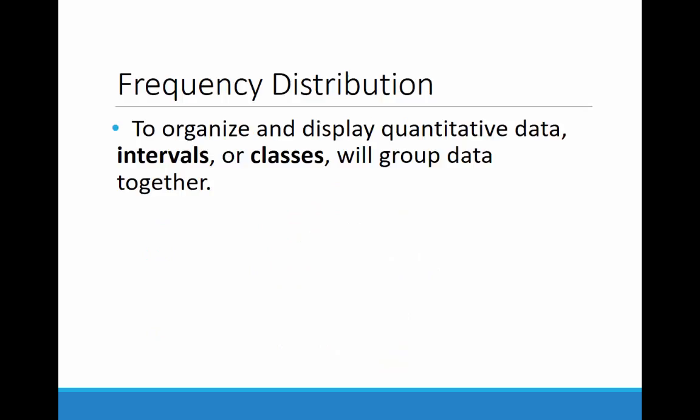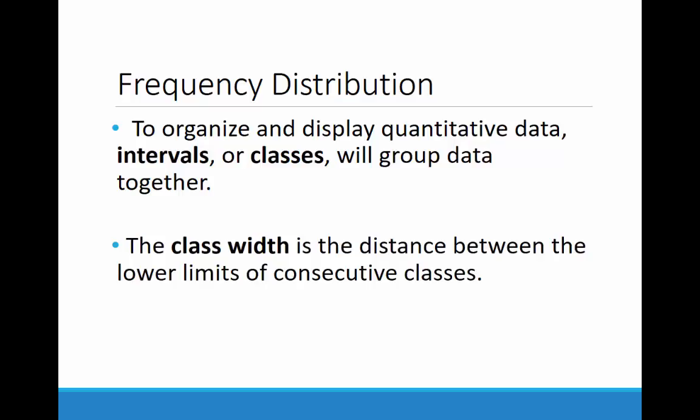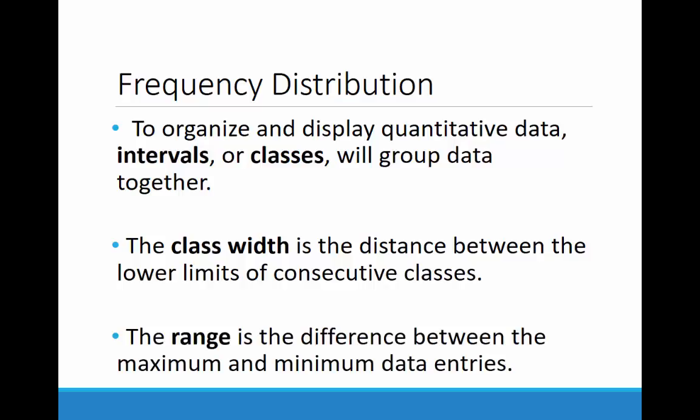However, a frequency distribution can also be used to display quantitative data through the use of classes or intervals in order to group data together. Each class has a lower class limit, which is the least number that can belong to the class, and an upper class limit, which is the greatest number that can belong to the class. The class width is the distance between the lower limits of consecutive classes, and the range is the difference between the maximum and minimum data entries.